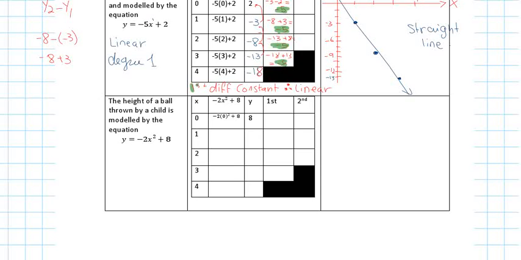...child is modeled by the equation y equals negative 2x squared plus 8. So if you look at this equation, what do you notice? It's not linear, it's quadratic, right? If you look at the degree on the x, the degree is 2. And because the degree is 2, I know that it's quadratic.